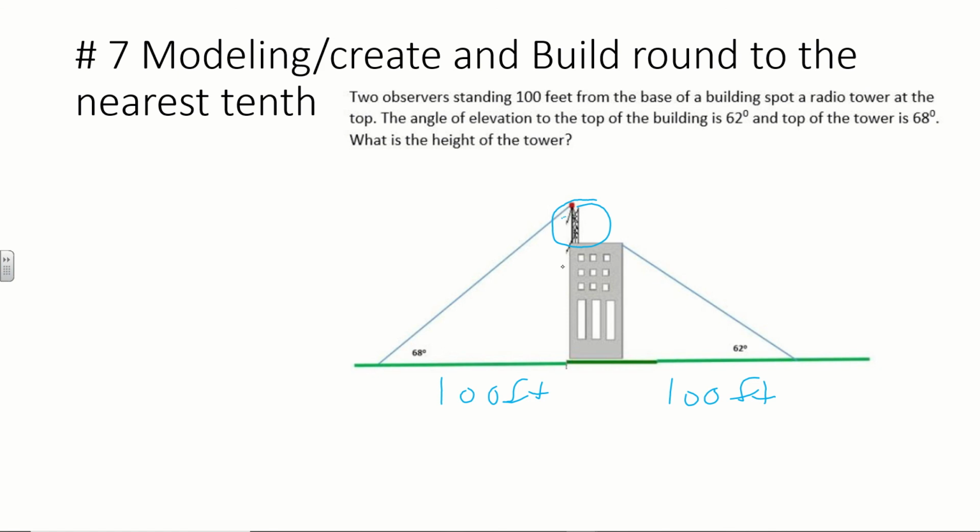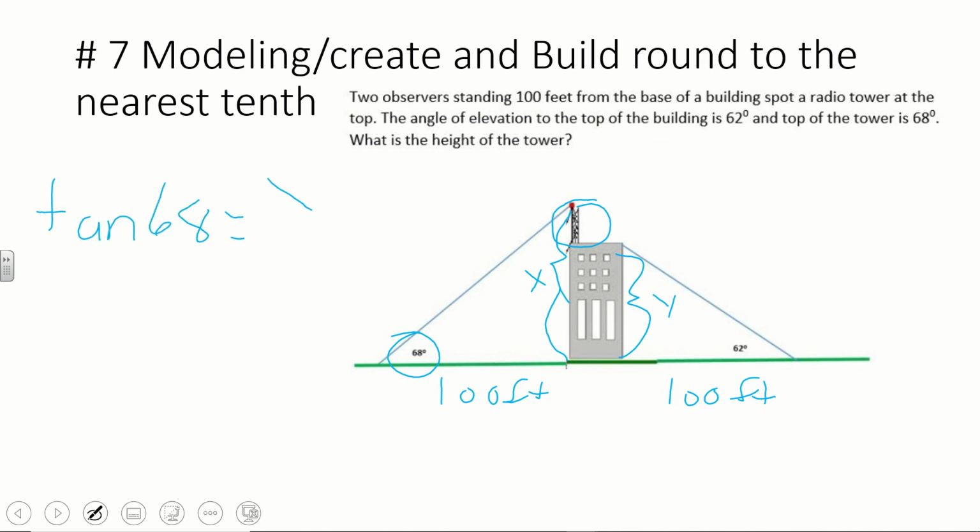So in this triangle, I'm going to refer to this side as X, and in this triangle, I'm going to refer to this side as Y. So based on this angle of elevation here, I have the opposite and adjacent sides, which means I'm using my tangent ratio. Opposite is unknown, adjacent is 100. So multiplying both sides by 100 will give me X. And 100 times the tangent of 68 is 247.5.